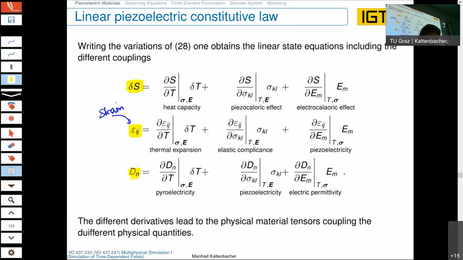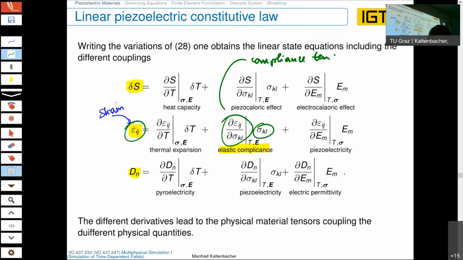And you see that in here are all the different couplings, and the coupling of interest for us would be this part, which is Hooke's law. So you see in this sense the strain, the stress, and the elasticity tensor, the compliance tensor. So it's the inverse of the elasticity tensor. Okay, and that would be Hooke's law.